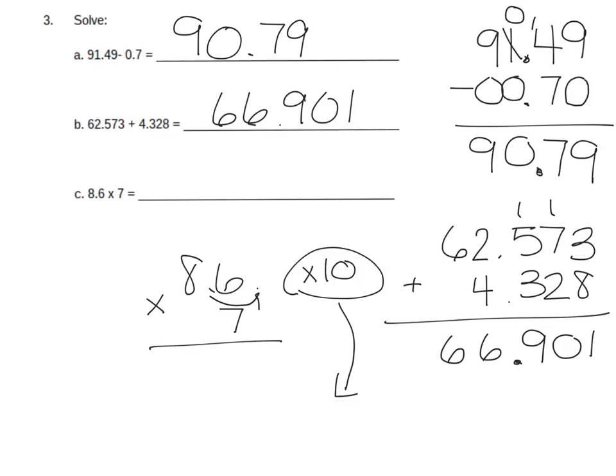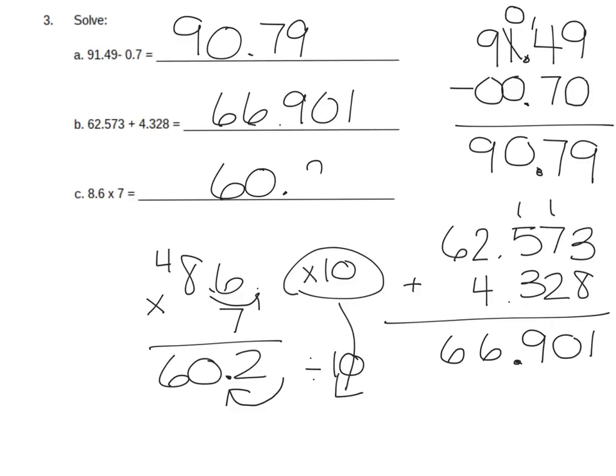So 7 times 6 is 42. 8 times 7 is 56. 56 plus 4 is 60. Now I've got to look back and remember that I multiplied this number times 10 to make it a whole number, and I need to do the inverse, or the opposite of multiplication, which is division, in my product. So I need to divide it by the same thing that I multiplied by, which was 10. So I'm going to divide by 10, and I'm going to move that decimal back in here. So the answer to 8 and 6 tenths times 7 is 60 and 2 tenths.